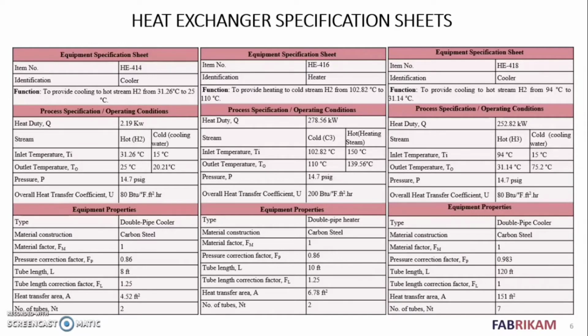For the cooler, it is to provide cooling to the hot stream, while for the heater, it is to provide heating to the cold stream. All of the equipment specification sheets are provided with a specific operating condition and also with the equipment properties.